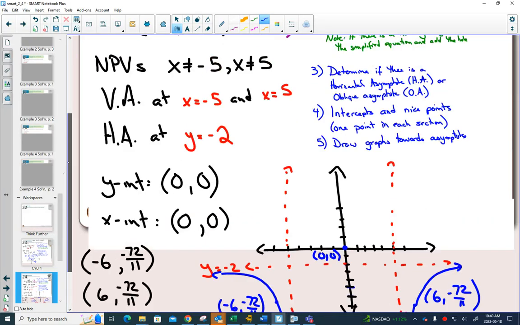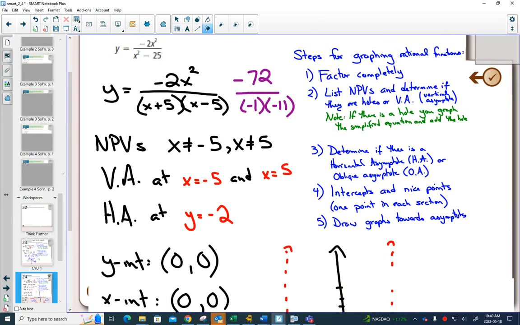Next, I'm going to plug in negative 4. If I plugged in negative 4, negative 4 times negative 4 is positive 16 times the negative 2 will be negative 32. This will be negative 1, and this will be negative 9. I get negative 32 over positive 9.